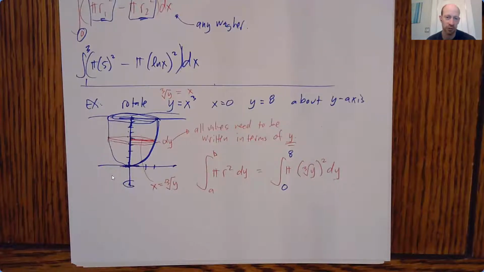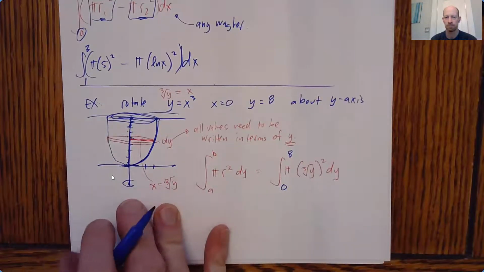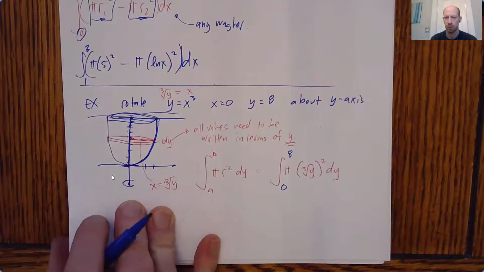This one we could do, it's just y to the 2/3. So you could definitely find its antiderivative, but it's not that exciting. Okay, questions here? Okay.